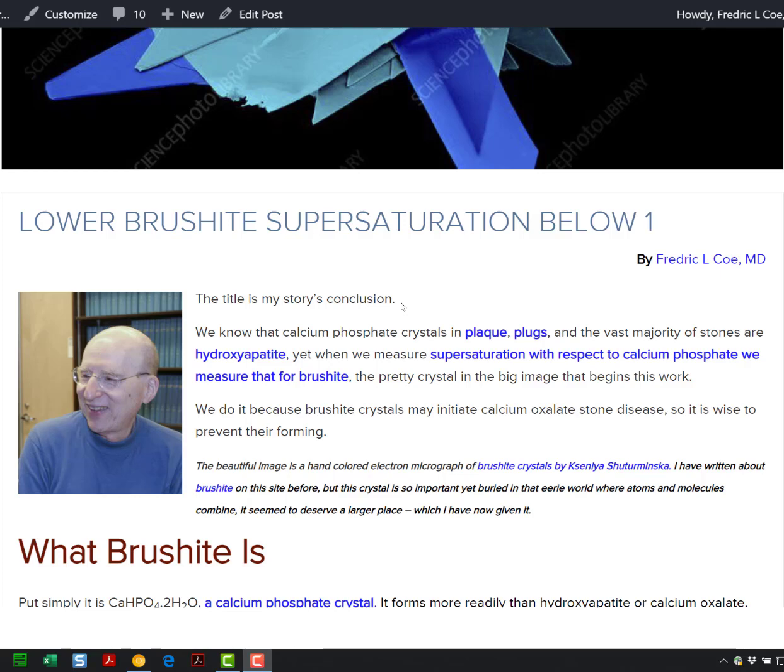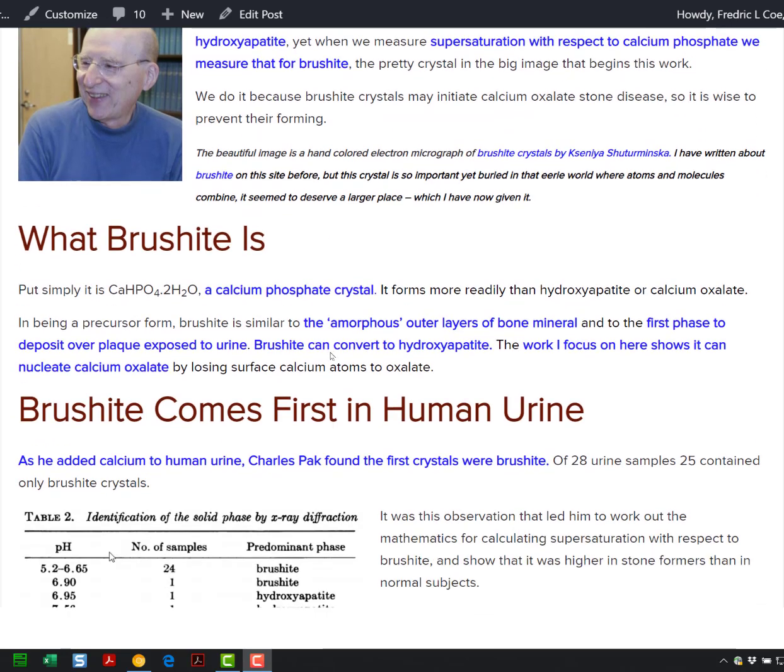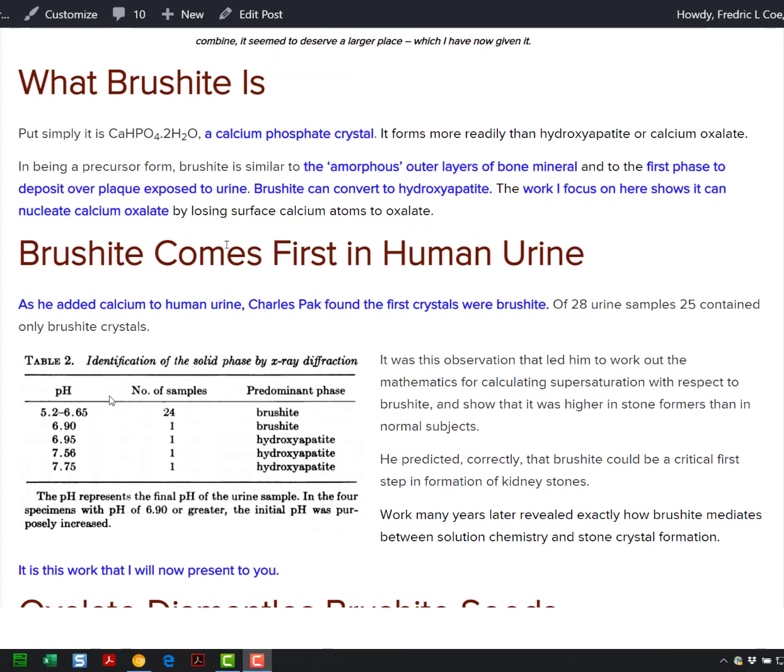So brushite's like a starting point, and keeping that starting point from starting, that's what you do when you get the supersaturation for brushite below 1. It just seems like a really prudent, nifty, great idea. Now, you might say, all right, it's a great idea. How about a little bit of science? What I've done is brought one big paper.